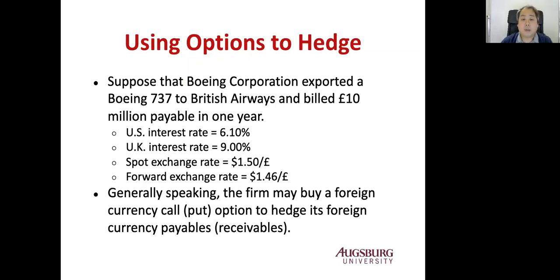Suppose that Boeing Corporation exported a Boeing 737 to British Airways and billed 10 million pounds payable in 1 year. The US interest rate is 6.1%, the UK interest rate is 9%, the spot exchange rate is $1.50 per pound, and the forward exchange rate in 1 year is $1.46 per pound. Boeing has receivables, and British Airways has payables. So Boeing needs to buy the put option to hedge its foreign currency receivables.